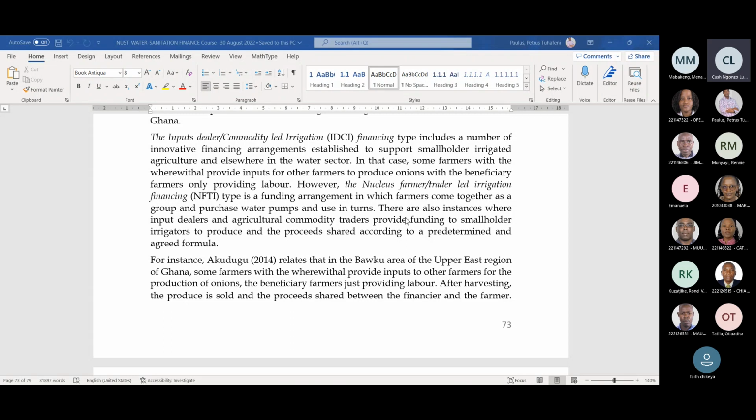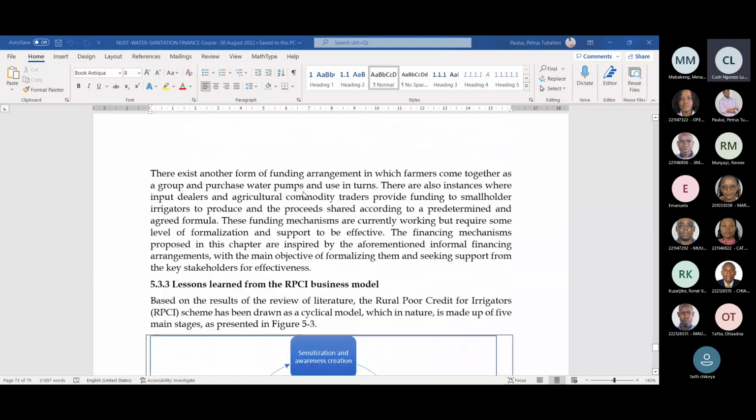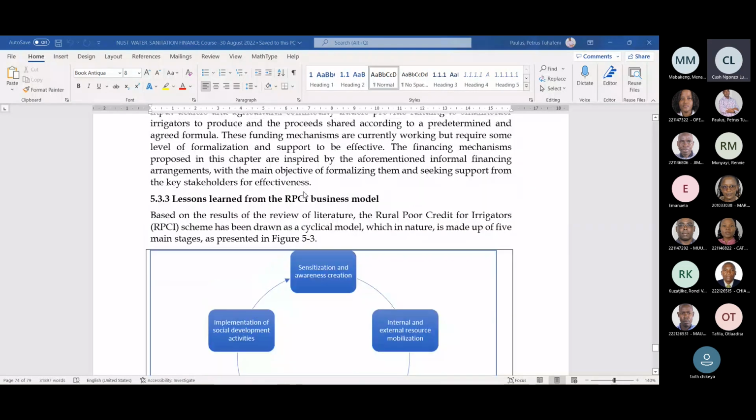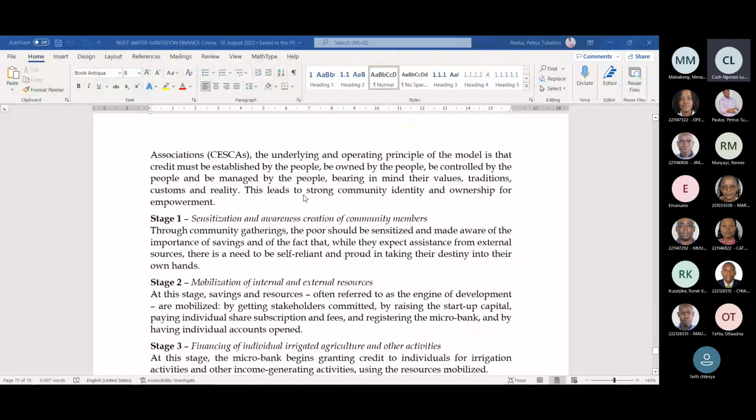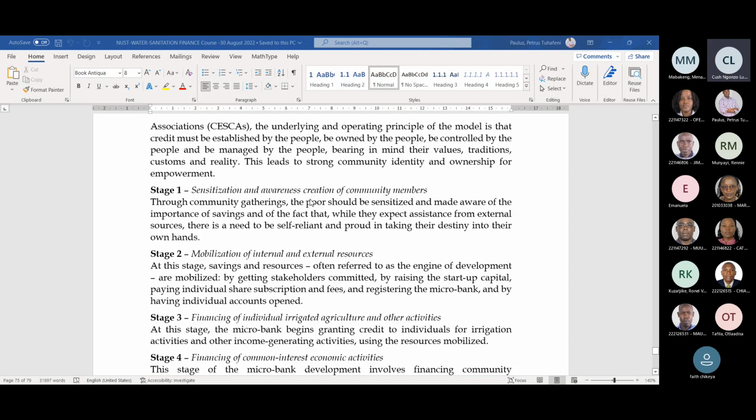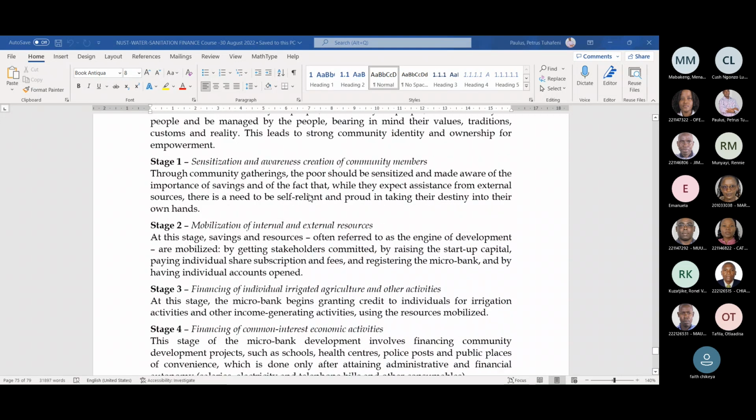So that's why these 3 different models have been summarized in steps, and the steps are given here. These steps are given here on page 75. The first one is sensitization, awareness creation of community members. The second one is mobilization of internal and external resources. The third one is financing individual irrigated agriculture and other activities. And the fourth one is financing common interest economic activities. And the last one is implementing social development activities.